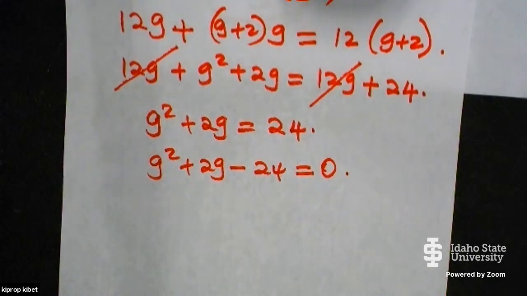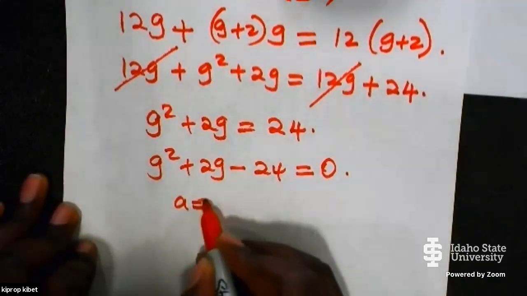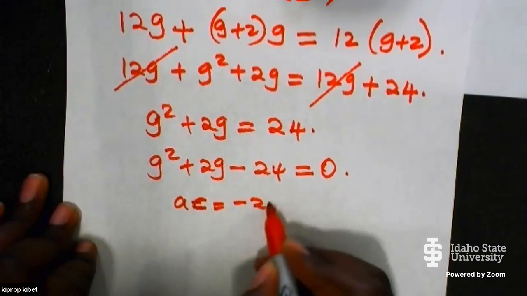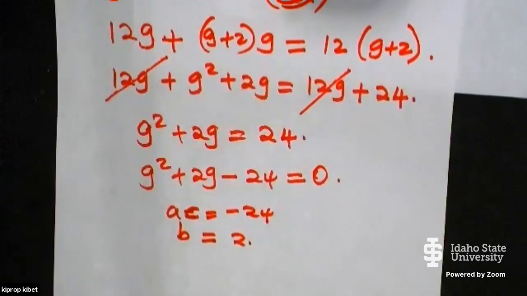We can use any method, so we can use the AC method. AC equals minus 24, and B equals 2. So what are the two numbers whose product is minus 24 and whose sum is 2? What are the two numbers?